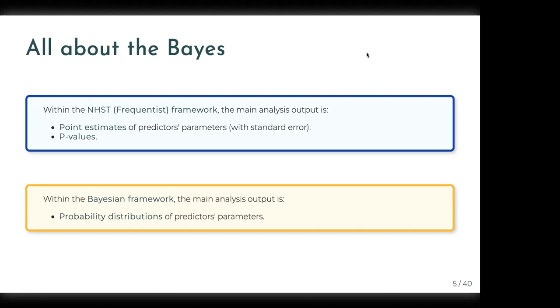In one case, you just get point estimates and p-values. In the other one, you get entire probability distributions for each predictor, for each parameter in the model.